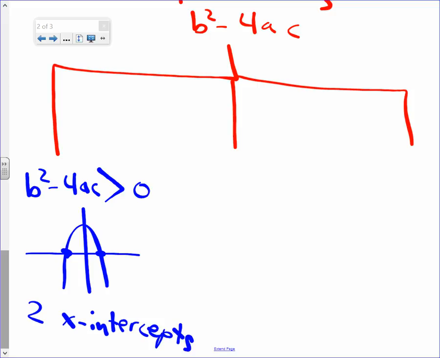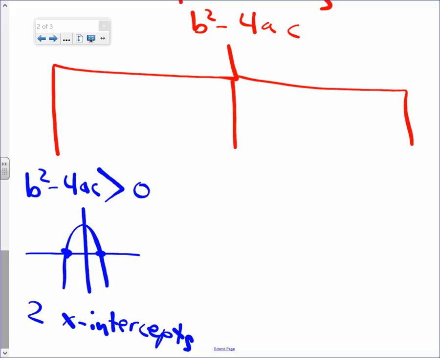Remember how we calculated b squared minus 4ac for warm-up? What did we get for warm-up? I can't remember what we got. Negative 8. So it wouldn't be this case, because negative 8 is not bigger than 0. But if we did do b squared minus 4ac and we got a number bigger than 0, then I know the parabola that I'm dealing with crosses the x-axis twice.